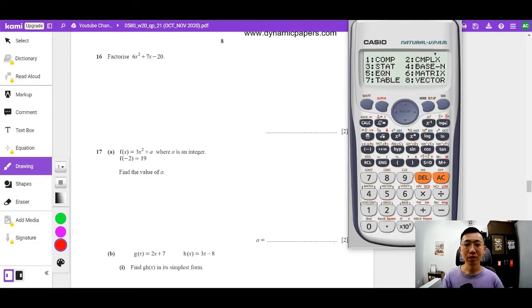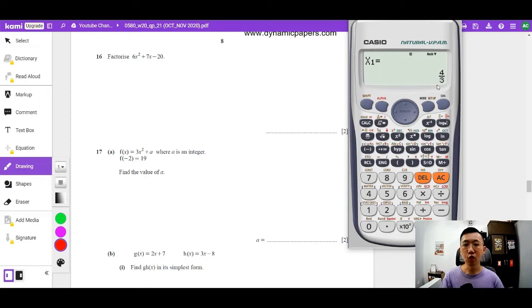So press number 5, equation. For quadratic it's number 3. Can you see? So I'm going to click number 3. Now a is in front of your x squared, so key in 6 equal, b is 7 equal, c is minus 20, so minus 20 equal again. Okay, so here's the trick.